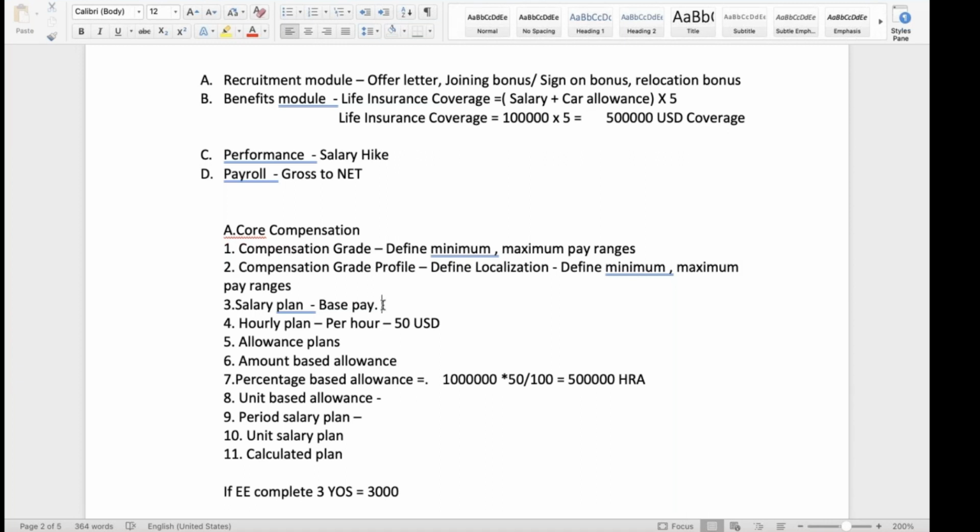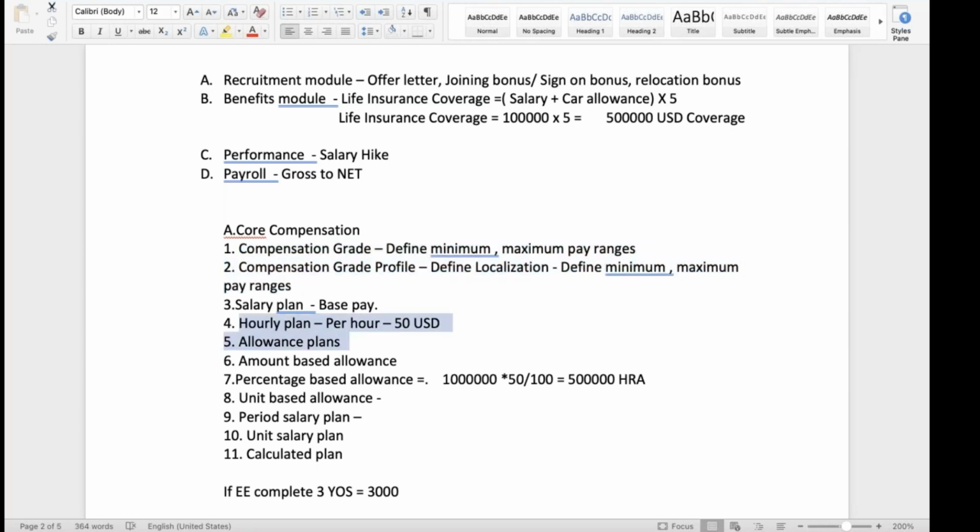The reason is that on the salary plan, you have to enter the amount only at the time of hiring of the worker. Whereas currency and frequency will be defaulted from the compensation grade profile based on how we have configured it. It's just an overview; we're going to configure it and I will show how these things work. But remember, amount, currency, and frequency we are not maintaining at the plan level.